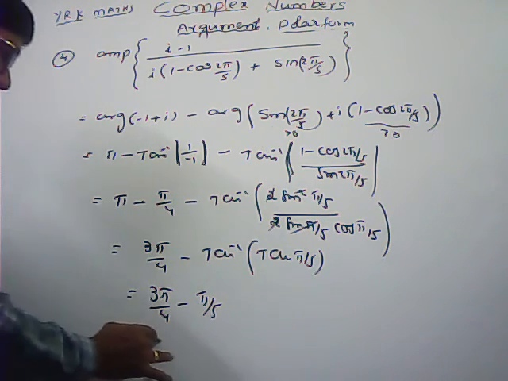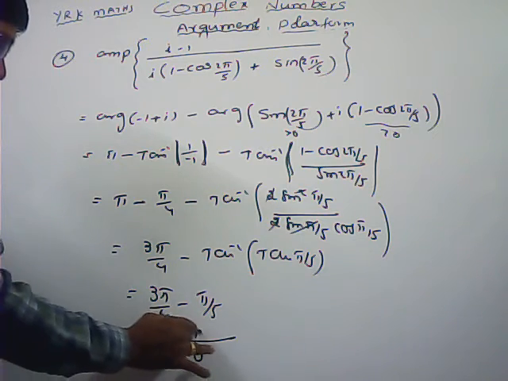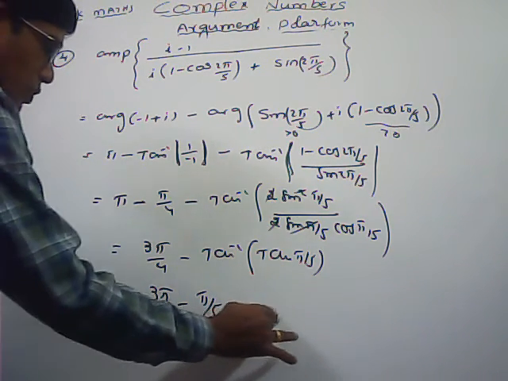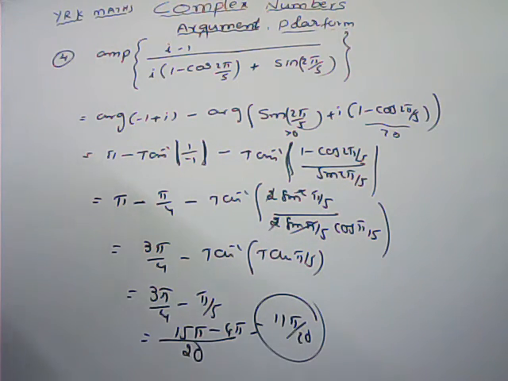So here what is the LCM of these two? 20. 15 pi minus 4 pi, that is equal to 11 pi by 20. 11 pi by 20, that lies in between minus pi by 2 to pi by 2. Sorry, minus pi to pi.